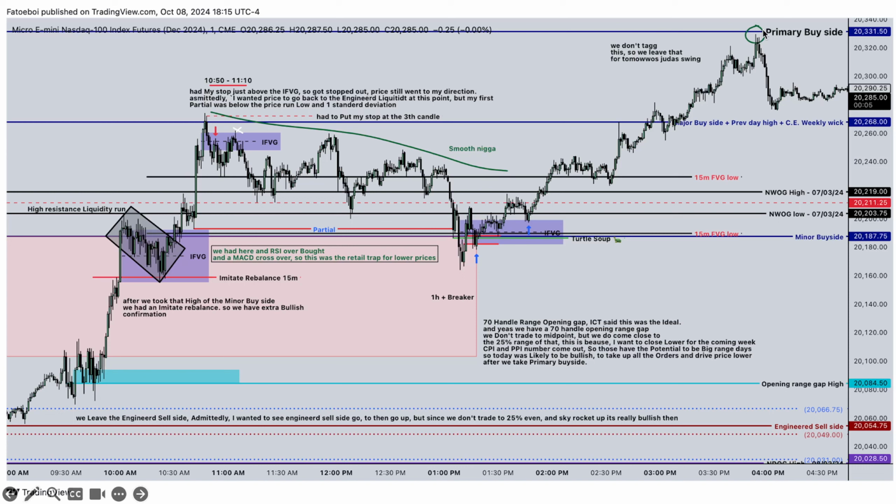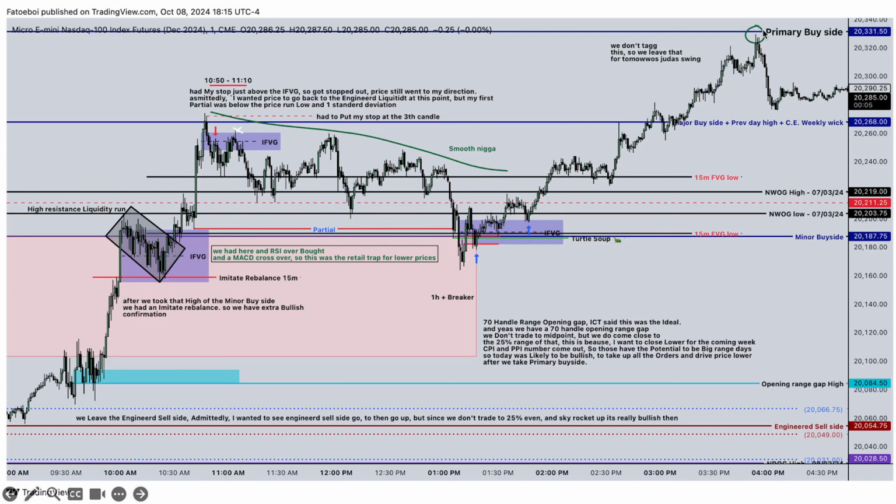I knew that we weren't going to tag the primary buy side today, because I expect that to swing up tomorrow, because we kept getting a high tomorrow, so today. So tomorrow we should have a big trap for all the retailers.